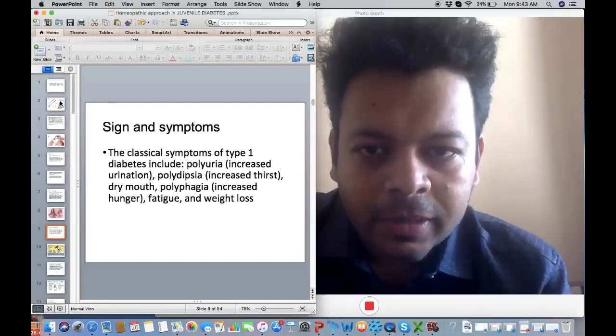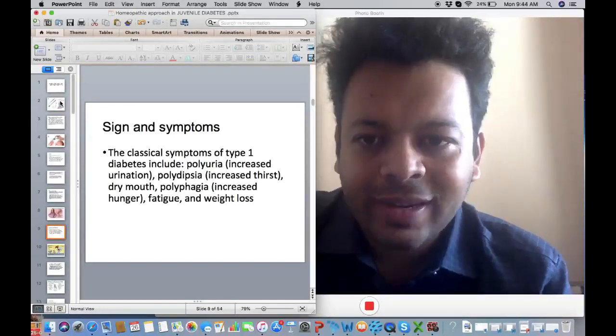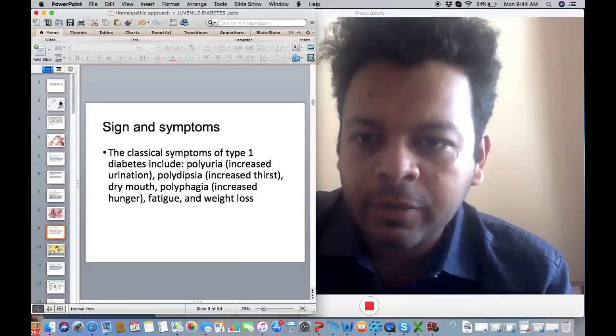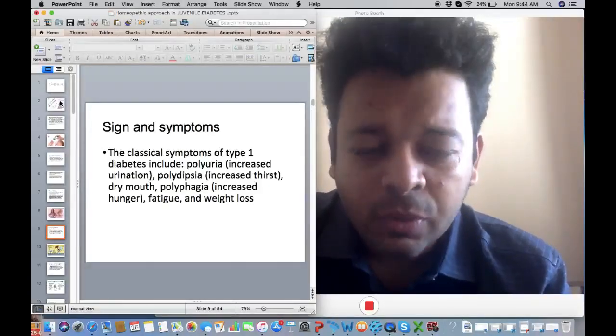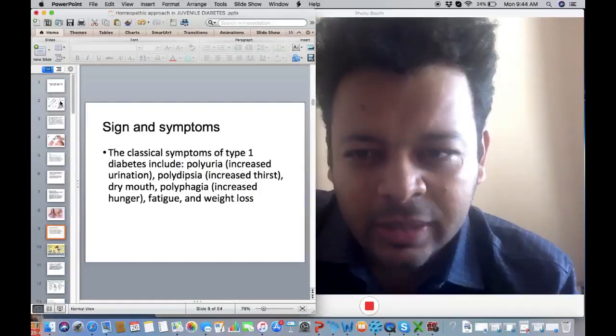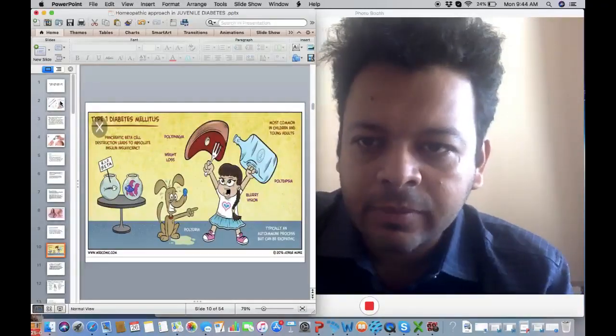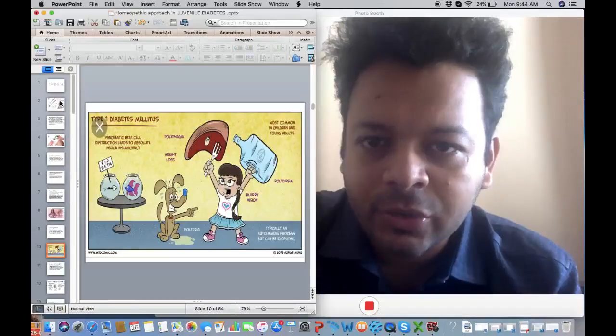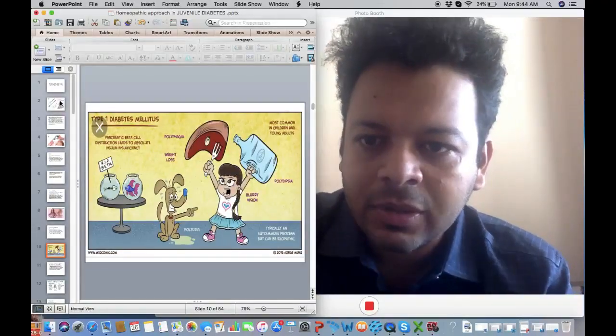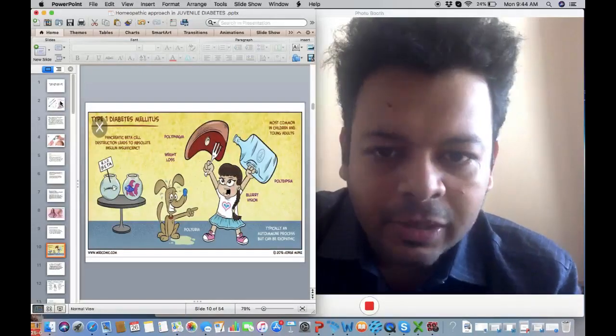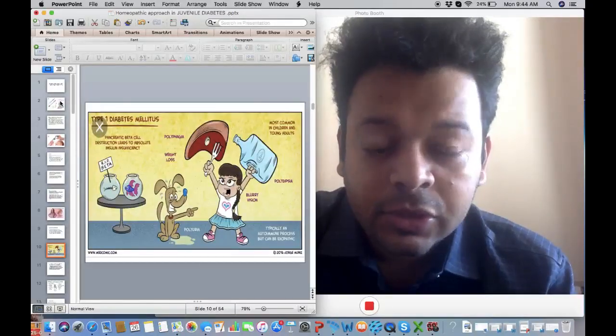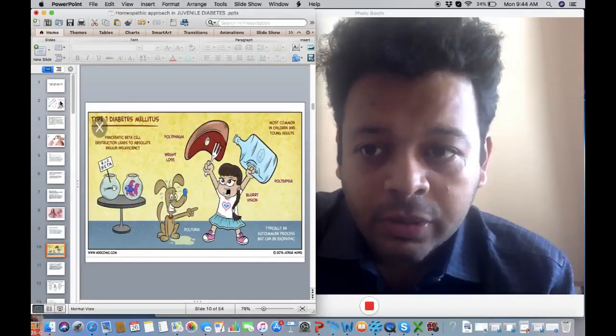Typically, we know what are the main symptoms of juvenile diabetes, that is polyuria, polydipsia, polyphagia, but a lot of weight loss, a lot of fatigue, weakness, unable to do anything. Typically, this diagram can show you a lot of things. You can see this picture, how the child can typically be. It's often an autoimmune component as well.